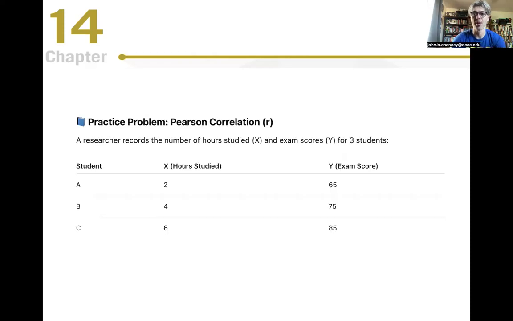Here's a really simplistic example of only using 3 data points. We have a researcher who records the number of hours studied and exam scores for 3 students, and they want to find out what the relationship is between hours studying and exam scores.